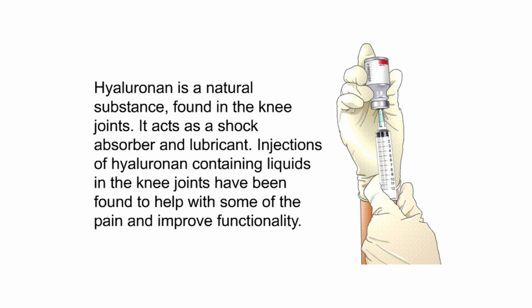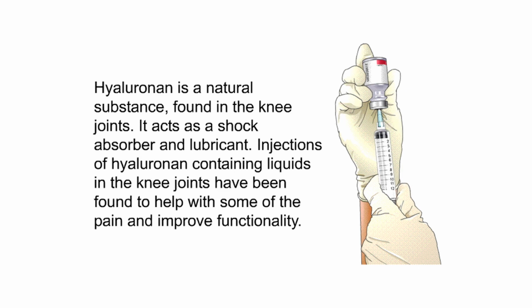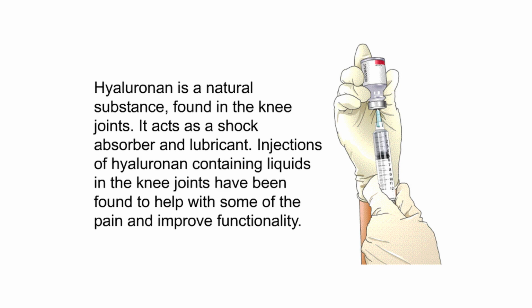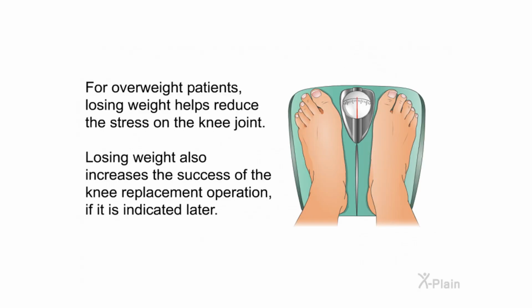Hyaluronan is a natural substance found in the knee joints. It acts as a shock absorber and lubricant. Injections of hyaluronan-containing liquids in the knee joints have been found to help with some of the pain and improve functionality. For overweight patients, losing weight helps reduce the stress on the knee joint. Losing weight also increases the success of the knee replacement operation if it is indicated later.